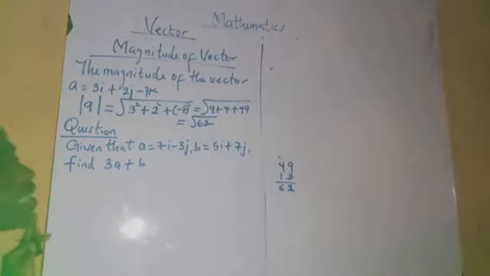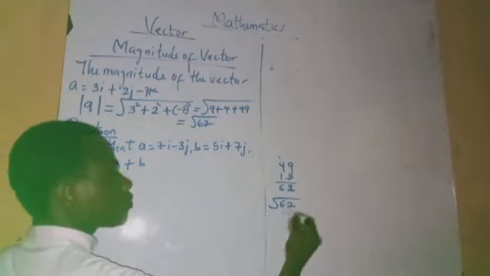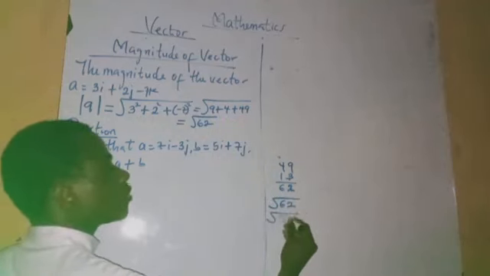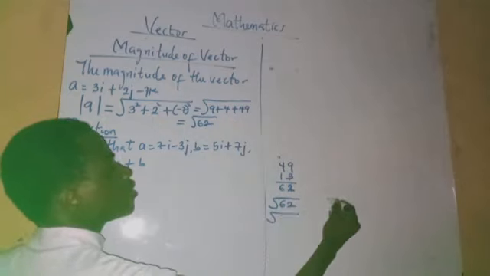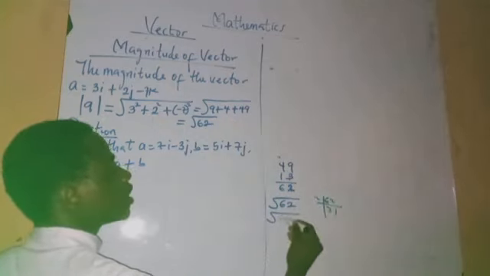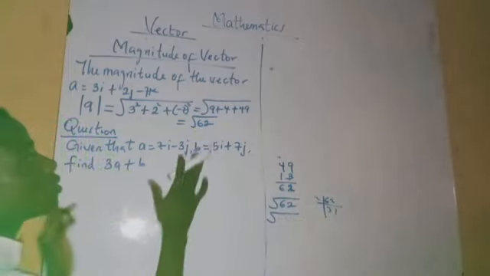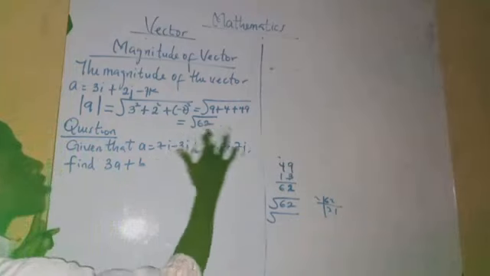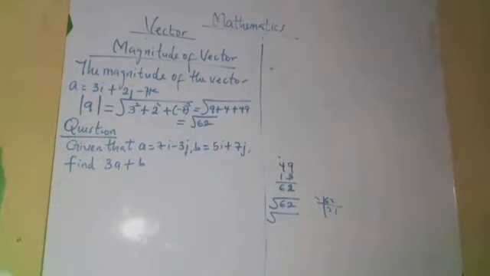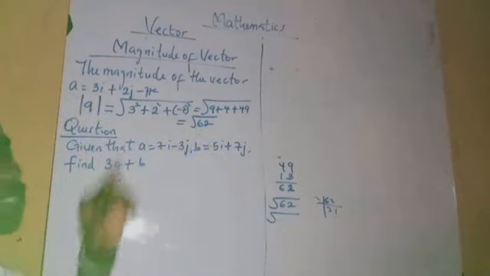On the other side, I can decide to simplify the square root of 62. 62 divided by 2 is 31, so that is 2 times 31. It means the square root of 62 can't be simplified further, so I'll stop there. So the magnitude of vector A is the square root of 62.